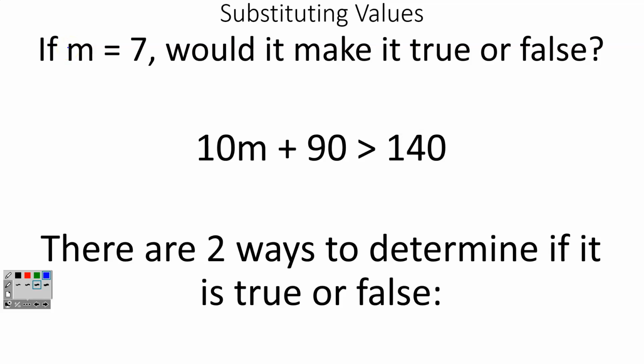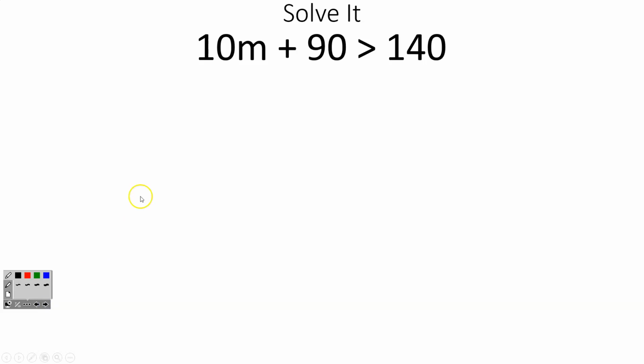So if you're given a problem that looks like this, if m is equal to 7, would it make it true or false? So I'm given this inequality, 10m plus 90 is greater than 140. So if m equals 7, is that going to be true? Well, there's two ways to determine if it's true or false. First off, you could solve it. So I'm going to solve it.